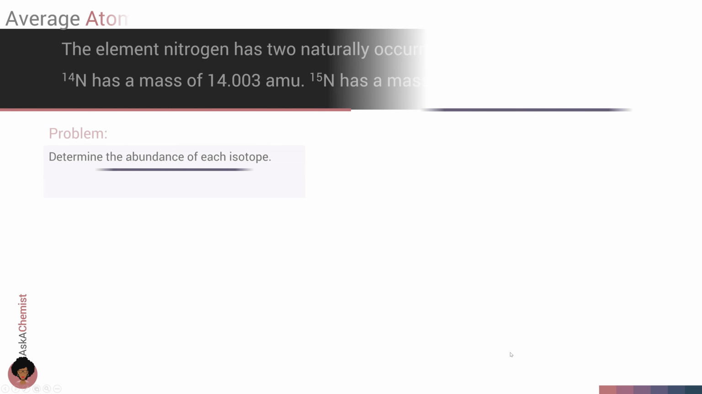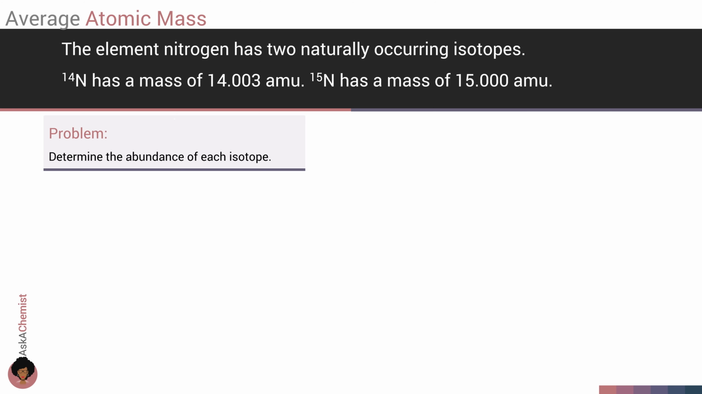Okay, let's do another problem. The element nitrogen has 2 naturally occurring isotopes. N14 has a mass of 14.003 AMU, and N15 has a mass of 15 AMU. Determine the abundance of each isotope. So we're given their atomic masses, but we're not given their abundances, right? And so that's what we're solving for. We need to look at the periodic table and find the average atomic mass of nitrogen. Once we do that, we see that it's 14.007 AMU.